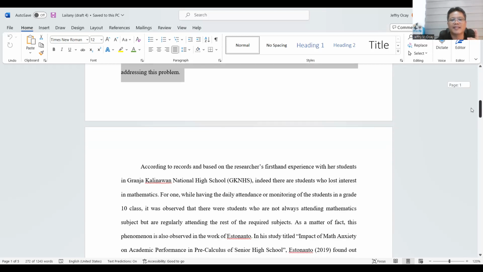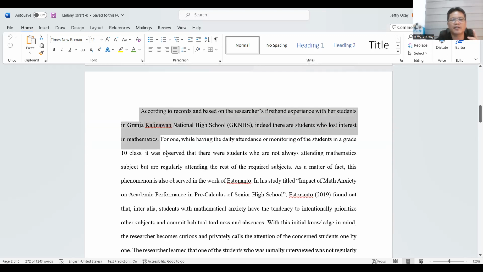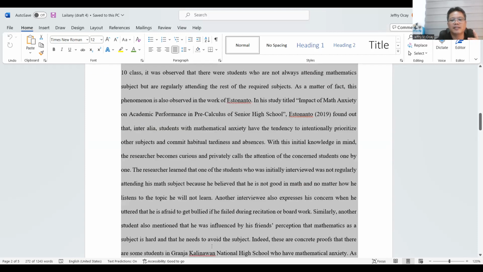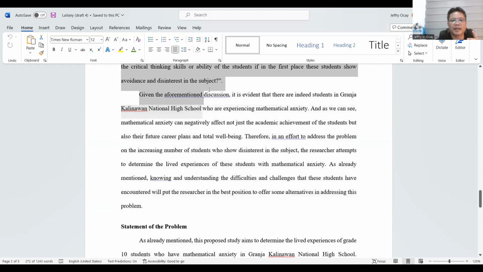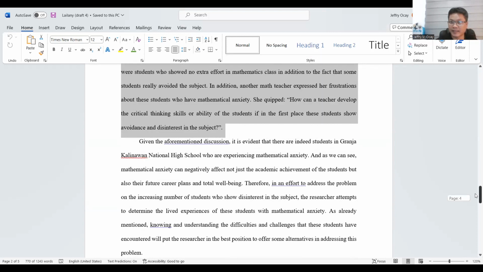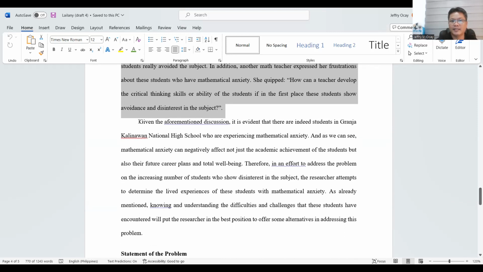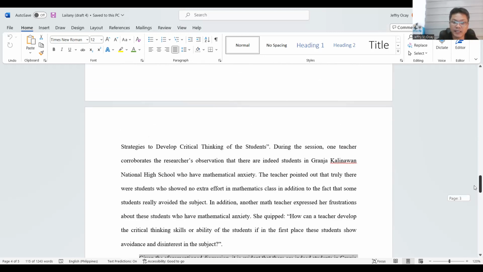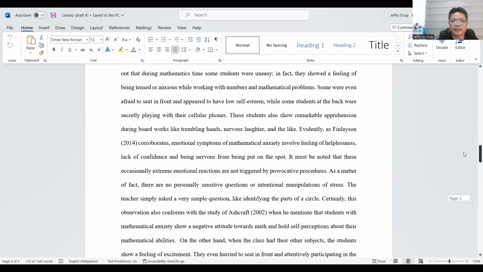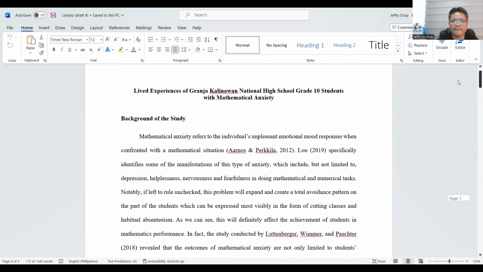And then this is going to be the body of the gut, or the body of the background of the study. And this is going to be the tail, or the concluding paragraph. So let me now read and do some side discussion if possible.